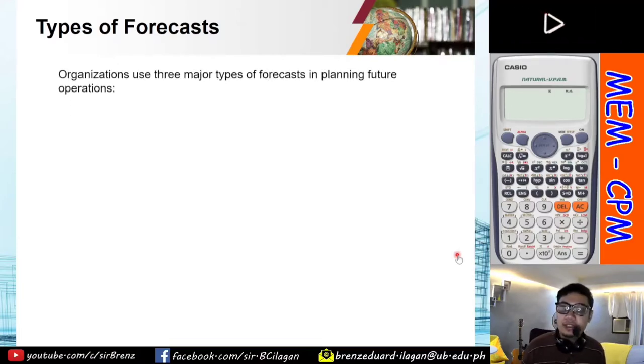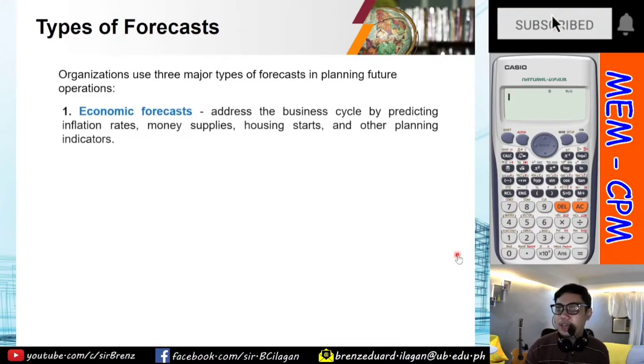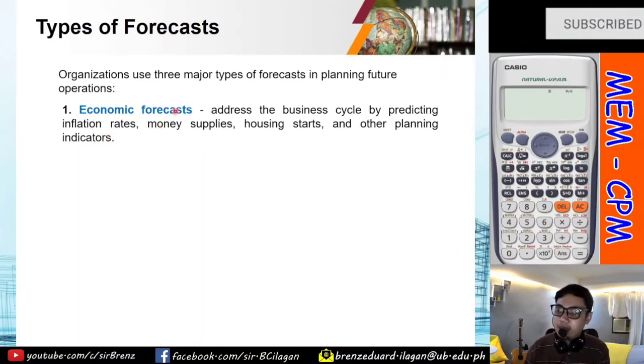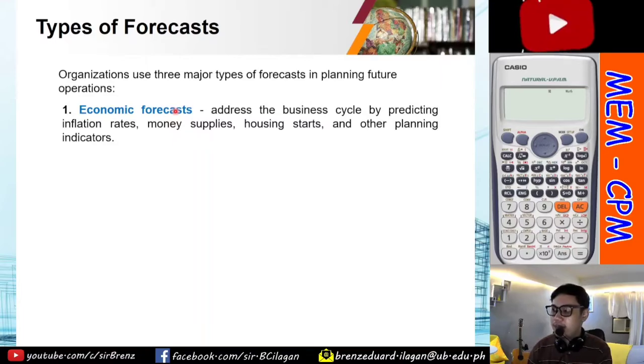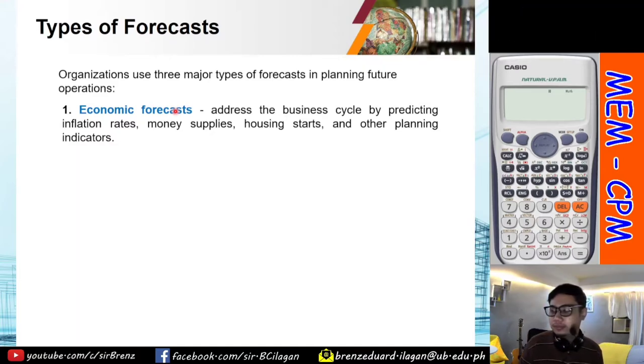Organizations use three major types of forecast in planning future operations. So, we have the economic forecast. What is an economic forecast? Economic forecasts address the business cycle by predicting inflation rates, money supplies, housing starts, and other planning indicators. Economic forecasts are planning indicators that are valuable in helping organizations prepare medium to long-range forecasts.